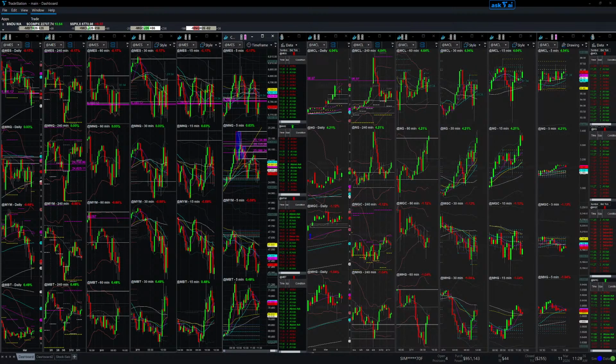I mean, this is the meat and potatoes, the basics of what I do. I look at structure on the higher time frame, and then I look for setups on the lower time frame. Depending on the structure on the higher time frame, the way I look for the setup on the lower time frame can vary.